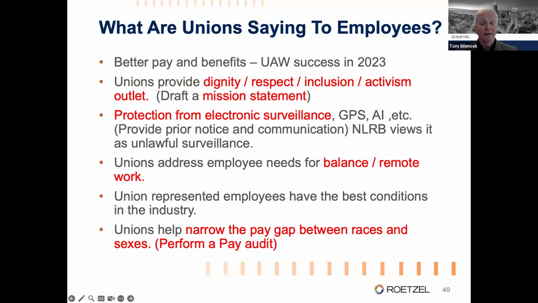And they're going to say that they've got the best conditions in the industry, and they're going to focus on narrowing the pay gap between races and sexes. So the way to avoid that, I mean, you should have a narrow pay gap between races and sexes, but the way to assure that is to perform a pay audit. See exactly who's getting paid what and why, so that when the union starts using that as a tool, you've got something to say: we've already done that. We do that on an annual basis, and these are the facts.